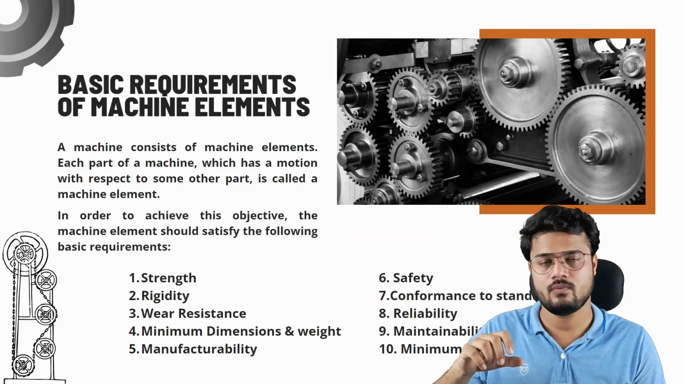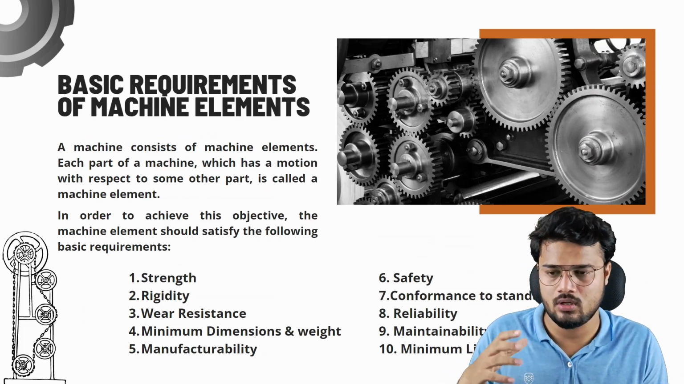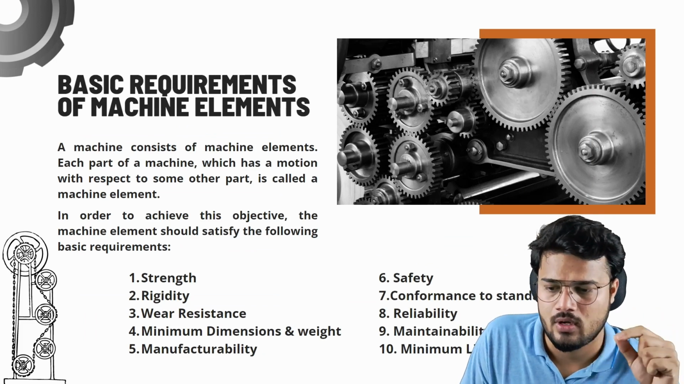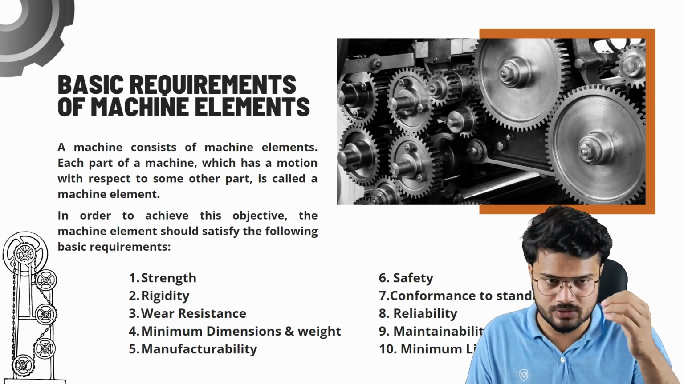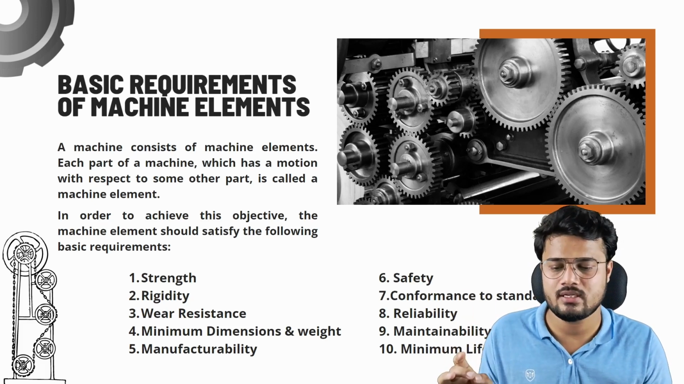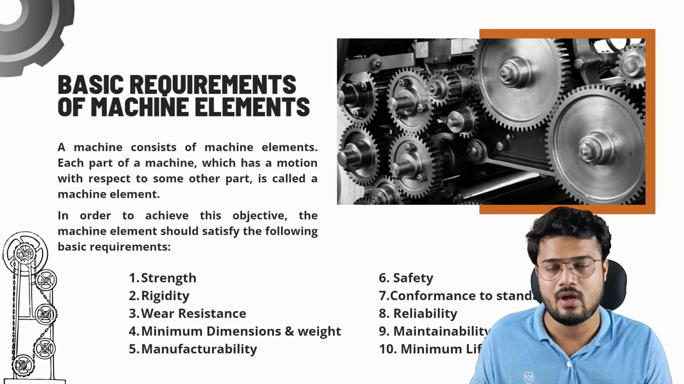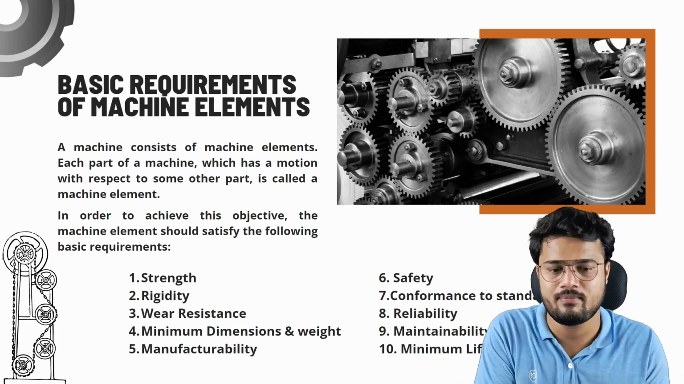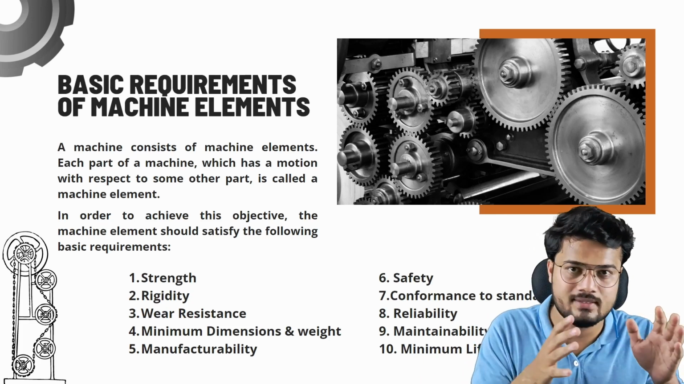Next, there are some considerations you have to think about while you design each and every element. There are many factors which will affect your part, so you have to consider all these parameters like strength, rigidity, wear resistance, minimum dimension and weight, and its manufacturability. There you have to check whether a machine is available to manufacture that part. Also, you have to consider the safety factor, and you have to follow all the standards.